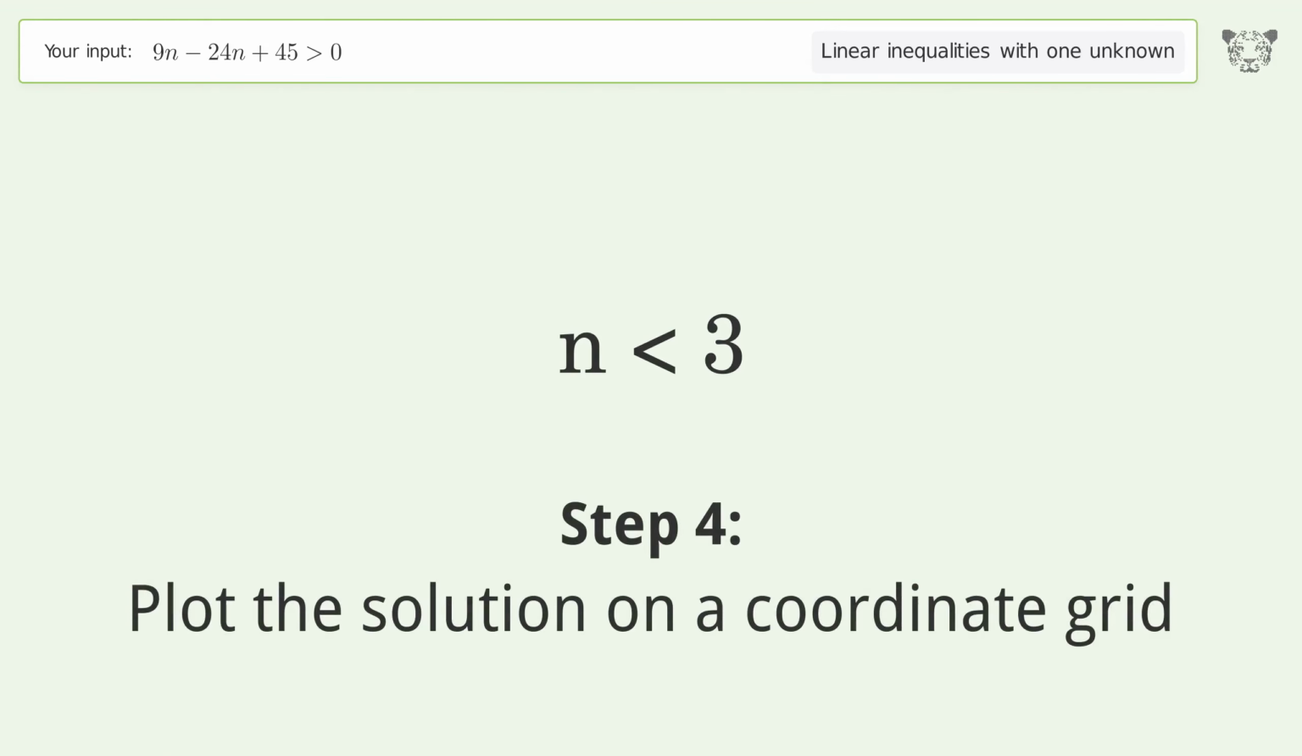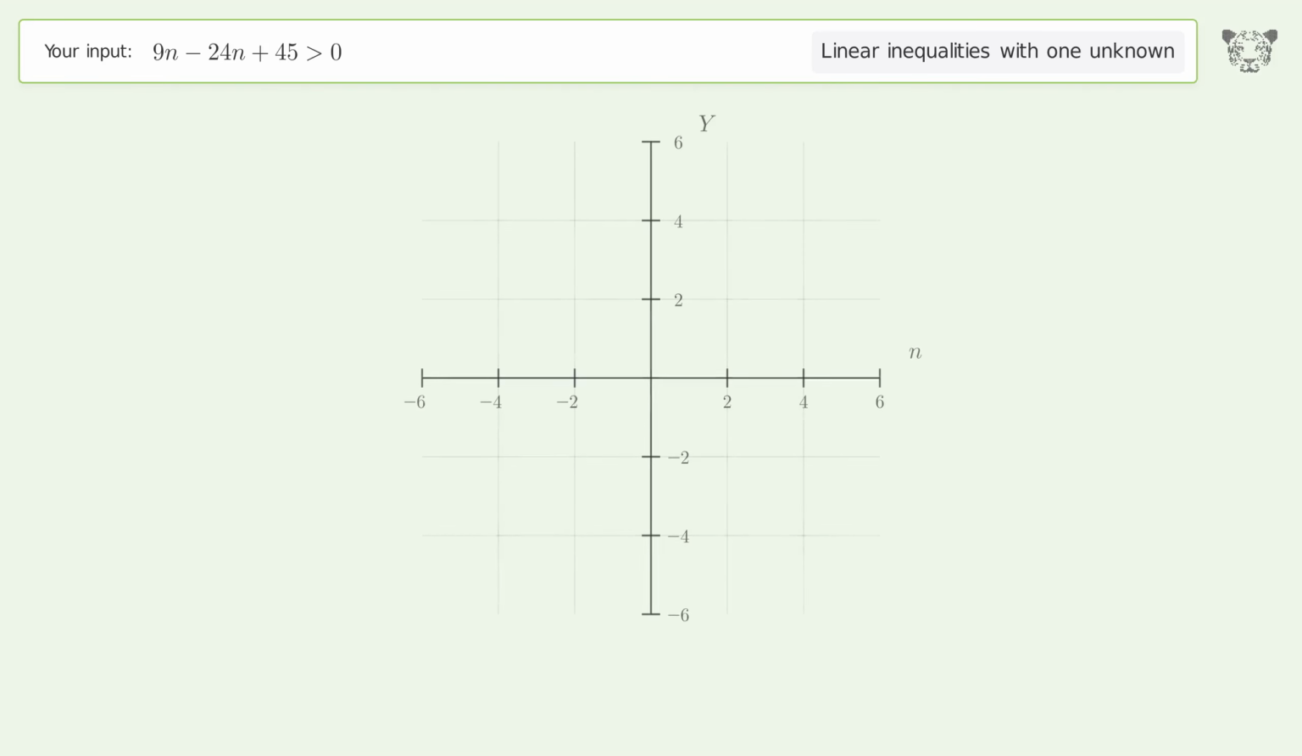Plot the solution on a coordinate grid. And so the final result is n smaller than 3.